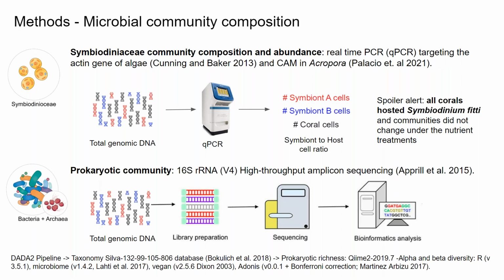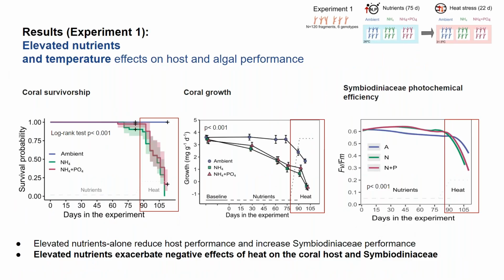For the prokaryotic community, we use amplicon sequencing of the 16S ribosomal gene. And through bioinformatic pipelines, we determine the composition and relative abundance of the bacteria. I'm going to jump into the results of experiment number 1.